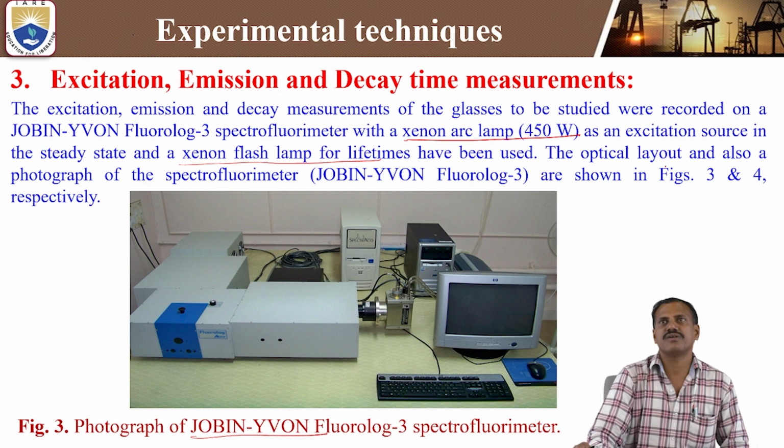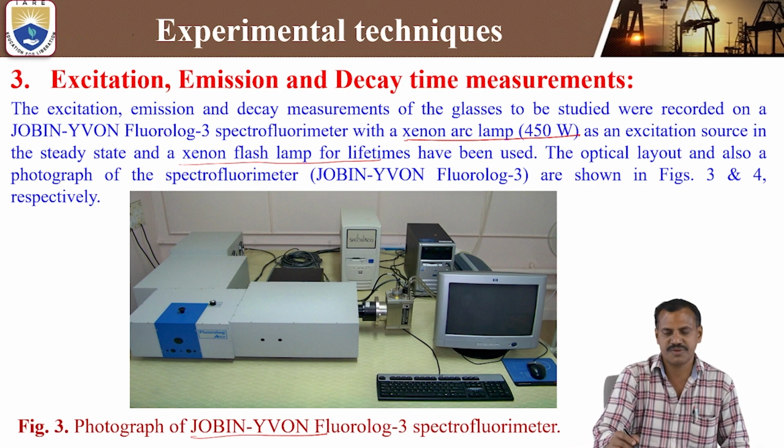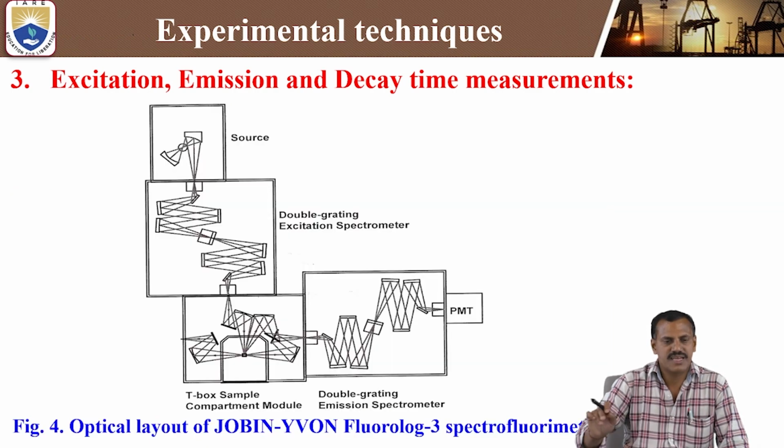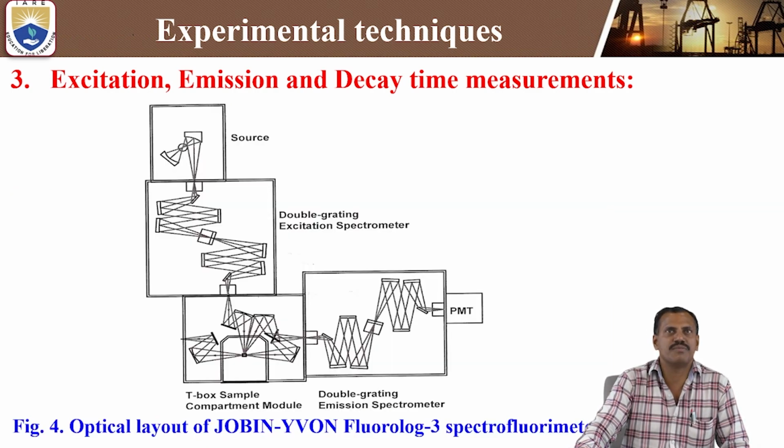The optical layout and a photograph of the spectrometer are shown in figures 3 and 4. This is the Jobin Yvon Fluorolog-3 spectrofluorimeter instrument that we use for excitation, emission and decay time measurement. Next, what is the outline or block diagram of the excitation, emission and decay time measurements?